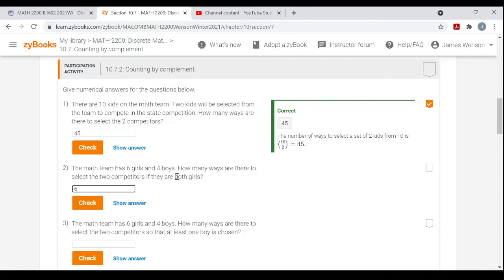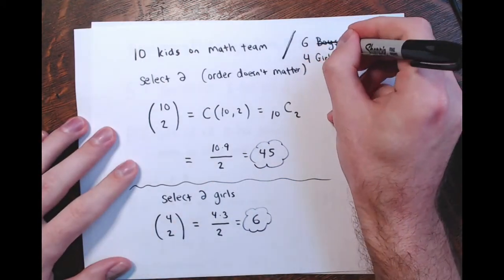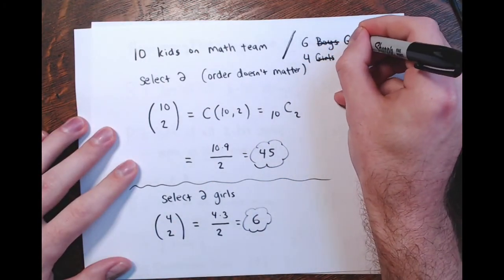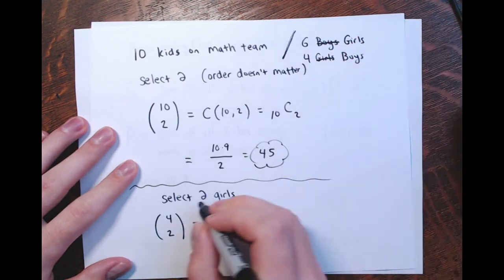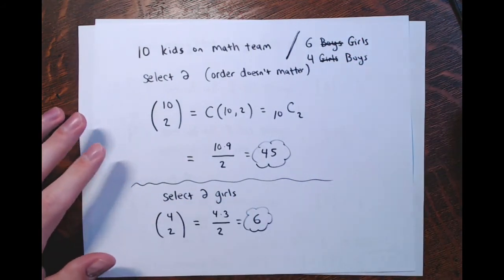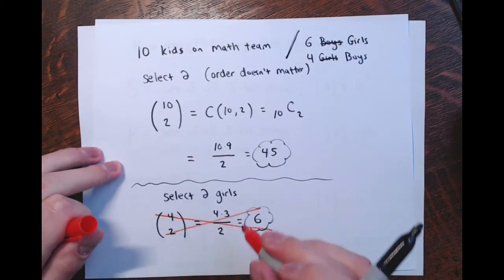Oh, it said 6 girls and 4 boys. My apologies. Oh boy. Other way around. It said 6 girls and 4 boys. Oops. So scratch this. All right, scratch that. My apologies.